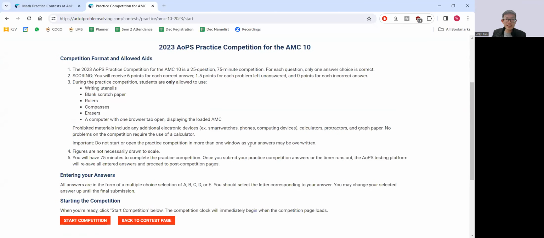No, we have not begun. Rules. Okay, so these are the actual rules as far as I know. You're allowed writing materials, rulers, compasses, erasers, and blank paper, and a computer with one browser tab open. Okay, let me close that. I don't think I need that. No calculators and no other tools, including protractors and graph paper. I certainly don't have that for my screen here.